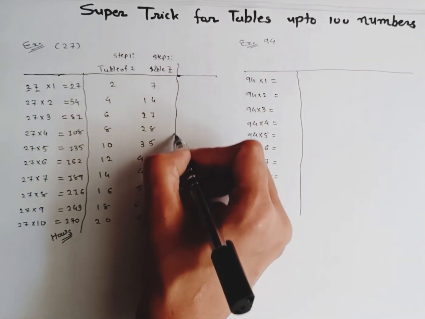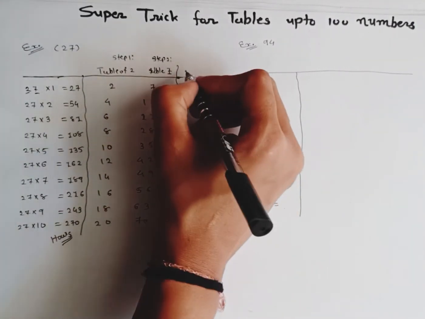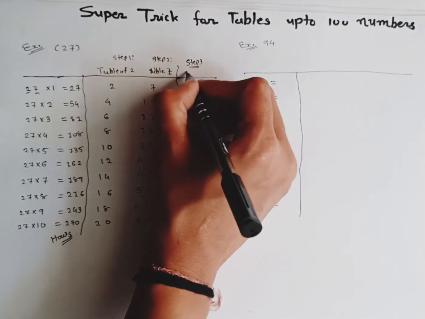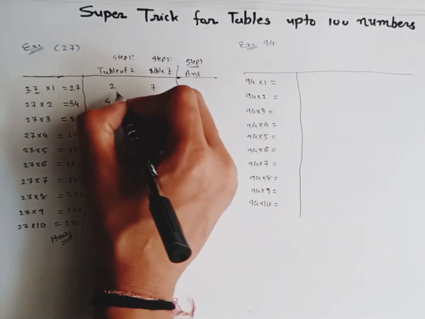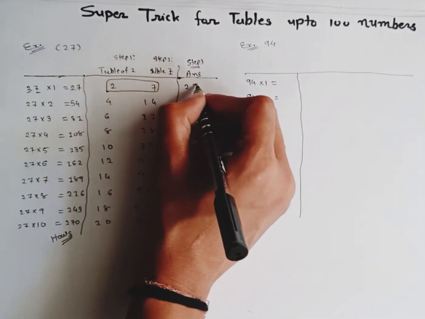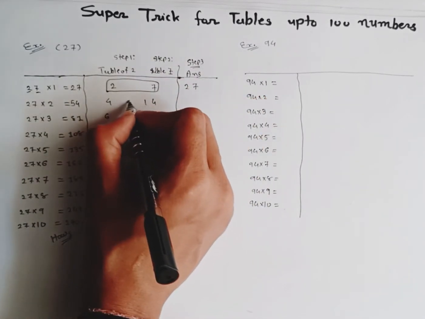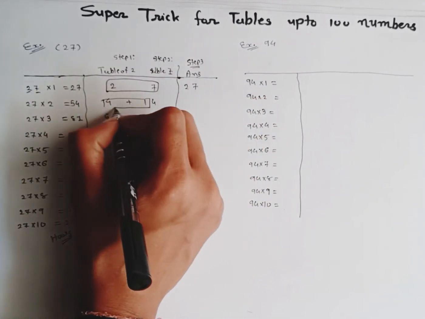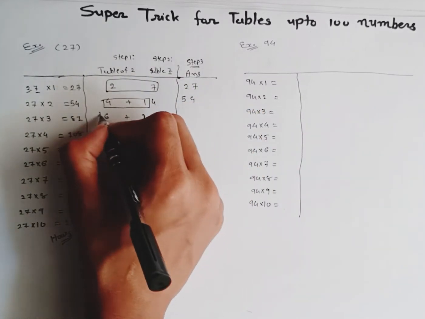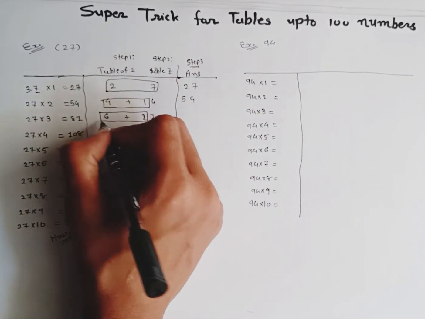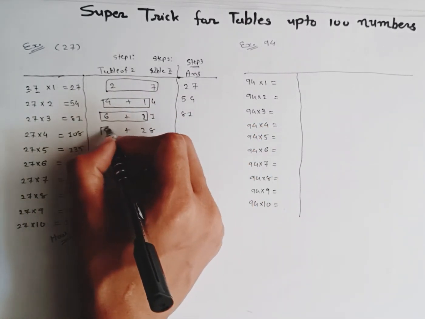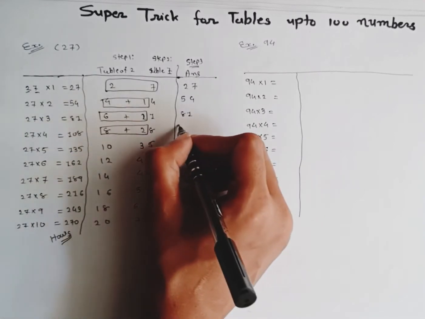Next step 3. We write the answer. How? 2, 7, 27. 27 ones are 27. 4 plus 1, 5. 5, 4. 6 plus 2, 8. 8, 1. 8 plus 2, 10. 108.